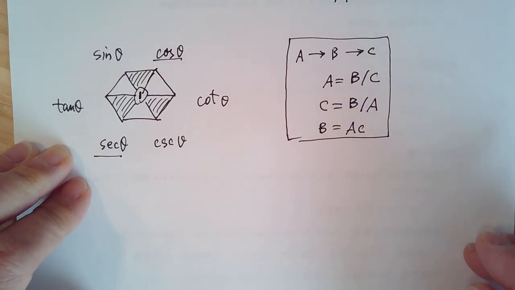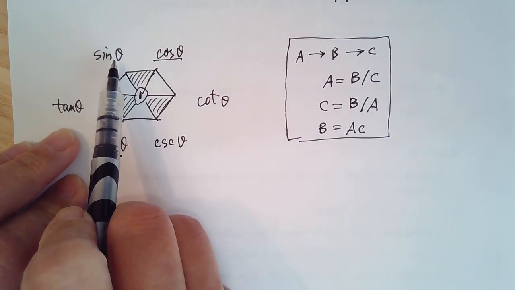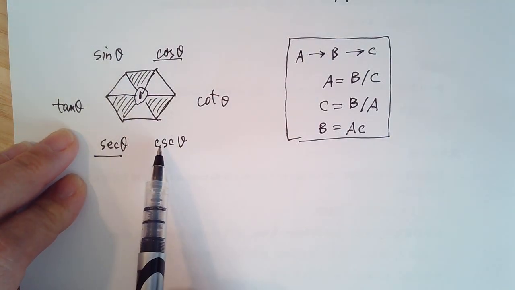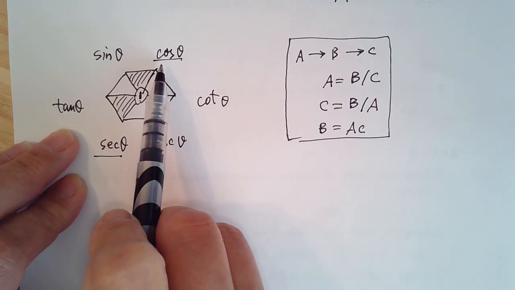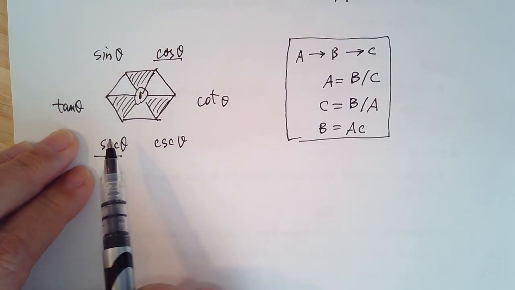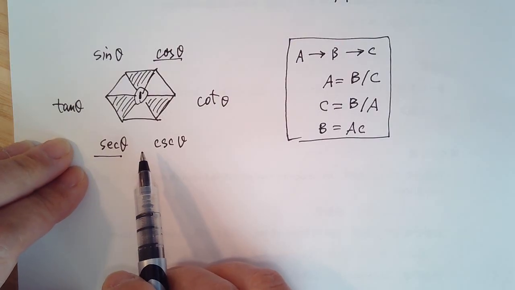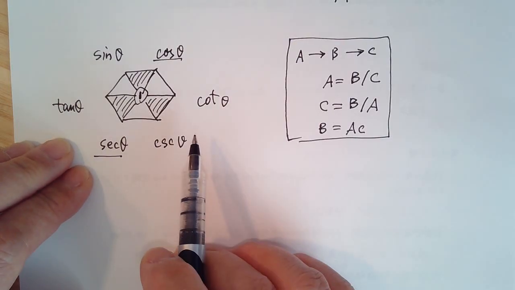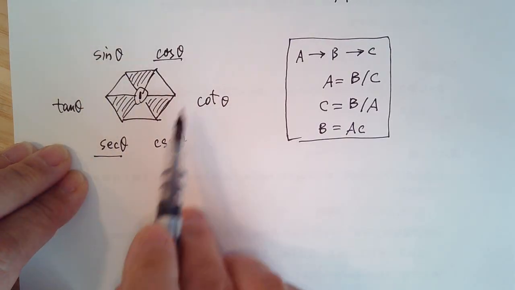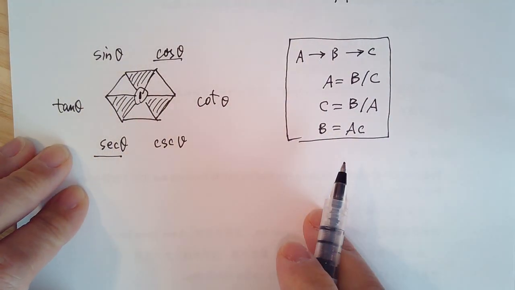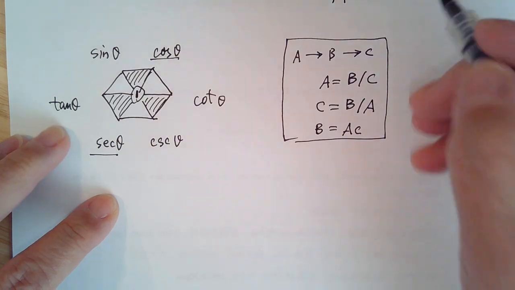So for this, they have 2 identities. One is called reciprocal identities, which is sine theta is 1 over cosecant theta, and cosecant theta is 1 over sine theta. But actually, I don't want to separate the reciprocal identity from the quotient identity. I think as long as you remember this rule, then you remember everything. Okay, so that's number one.